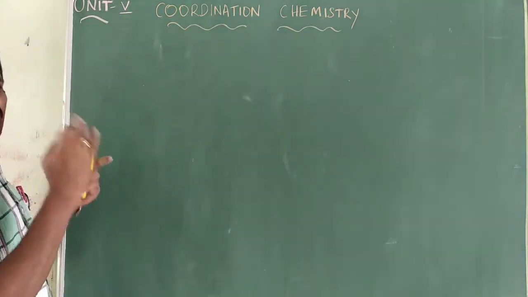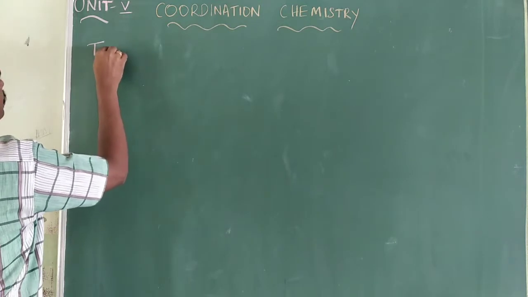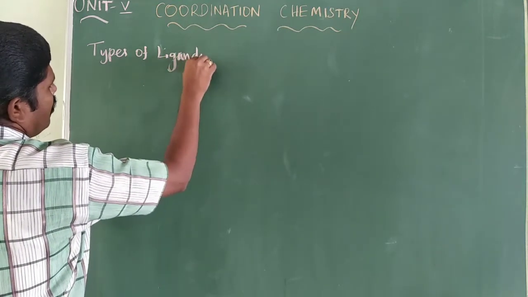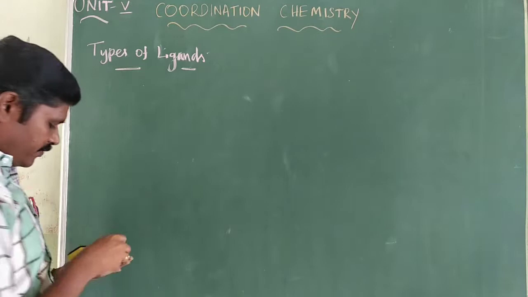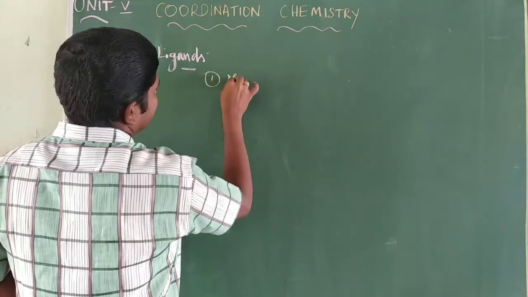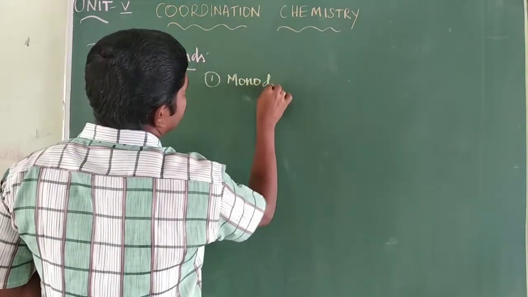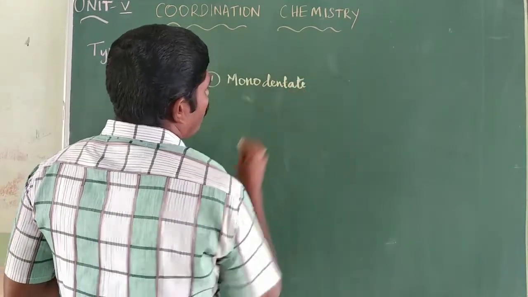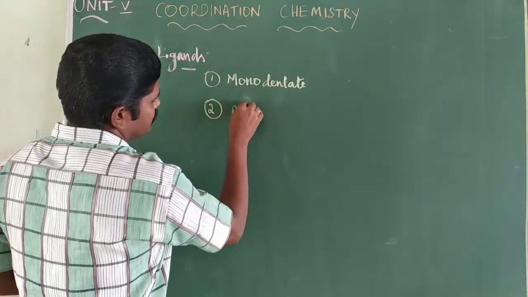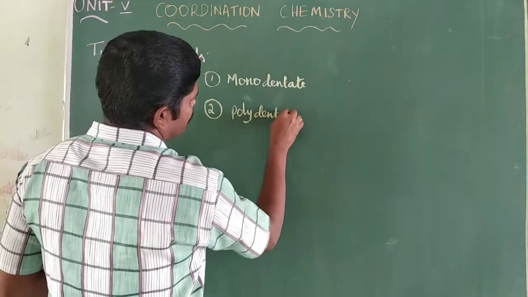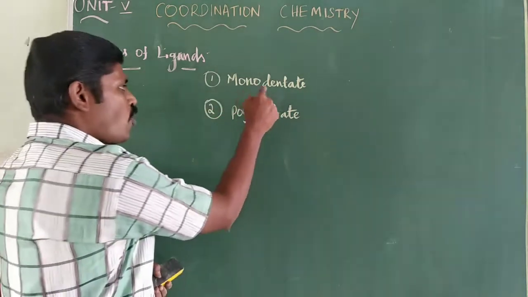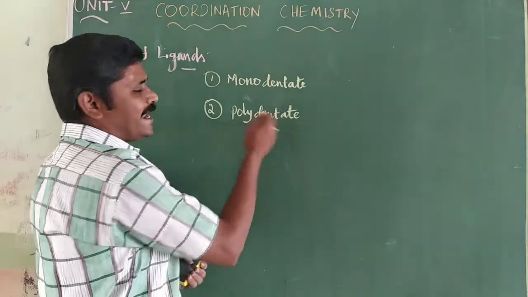The first one is types of ligands. The ligands are classified into two types. One is monodentate ligands, and the second one is polydentate ligands. So ligands are classified into two types: monodentate ligands and polydentate ligands.